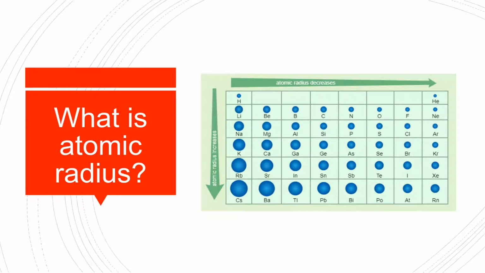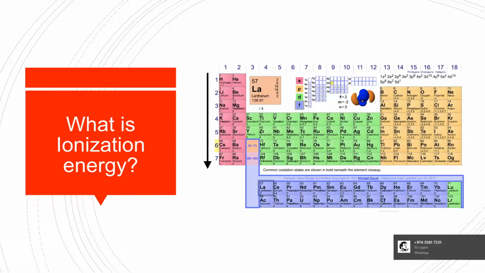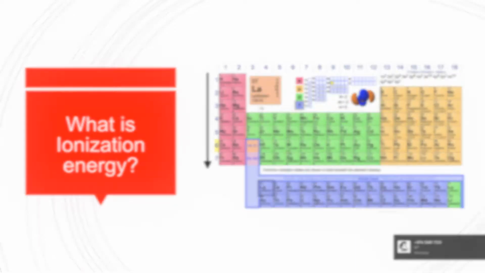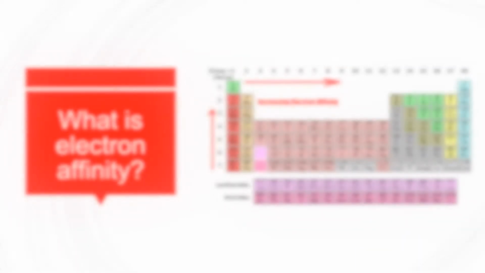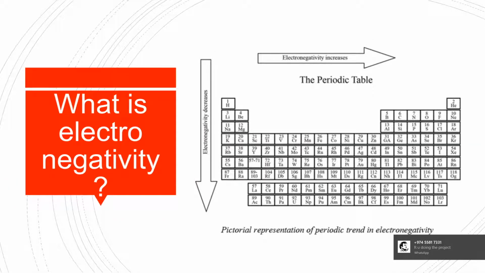So what's atomic radius? Atomic radius is generally just the size of the atom. We will explain the trends in the future slides. So what is ionization energy? Ionization energy is the energy required to remove the most loosely located electron from an atom. What is electron affinity? Electron affinity is the amount of energy released or spent when an atom gains an electron. Electronegativity is the tendency of an atom to attract electrons towards itself.